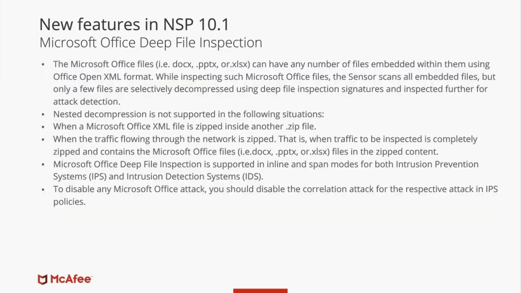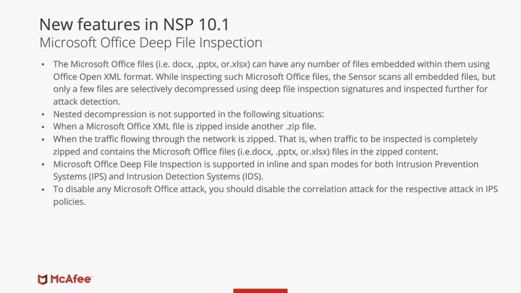Office files can have any number of files embedded within them in the Office OpenXML format. As we extract the files within the Office file and scan them, we will not continue on and do decompression of other files within that zip. So if the document has a document within a document within a document, we'll only get the top layer, whether that's because it's zipped inside a zip file or it's got another zip within the Office XML.